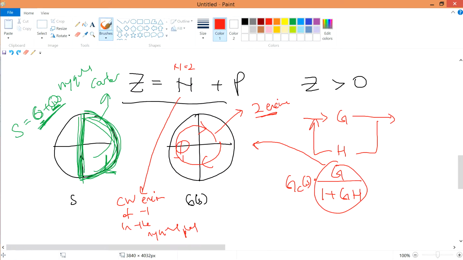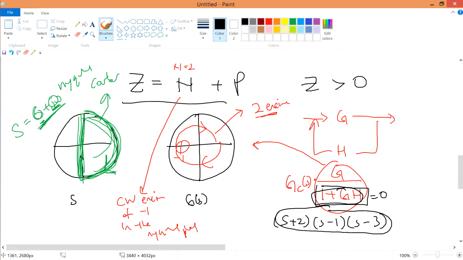Now if I were to solve for 1 plus GH and get the roots, maybe I will have s plus 2, s minus 1, s minus 3. This is the roots for this. So when I solve it equal to 0, I have all this, for example. Then we know that there will be one pole in the left half plane. This is the left half plane, this is the right half plane. And I'll have 2 poles in this region over here. These 2 poles are simply P equals 2.